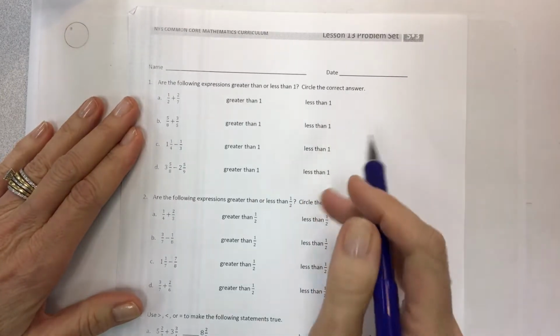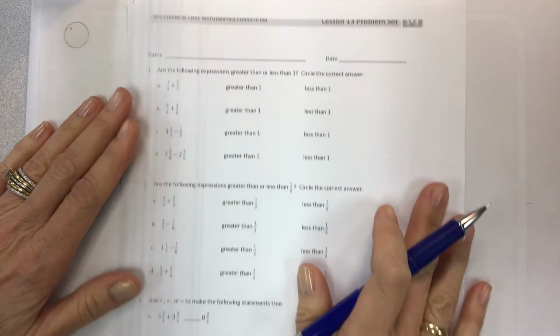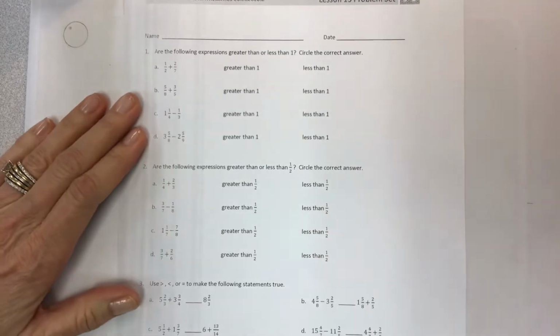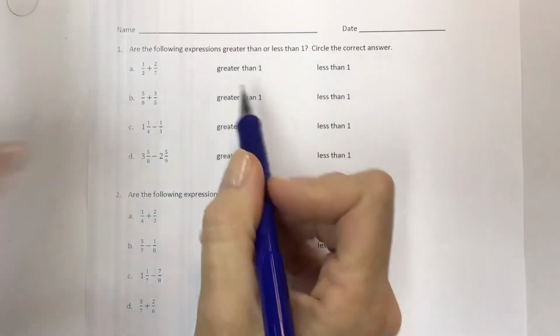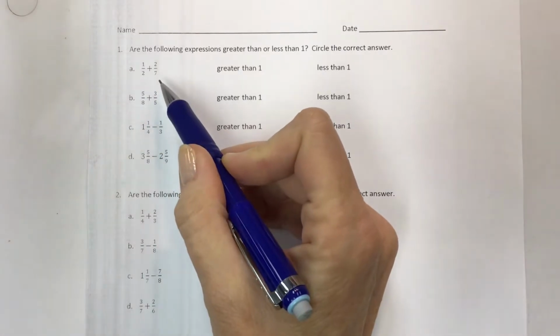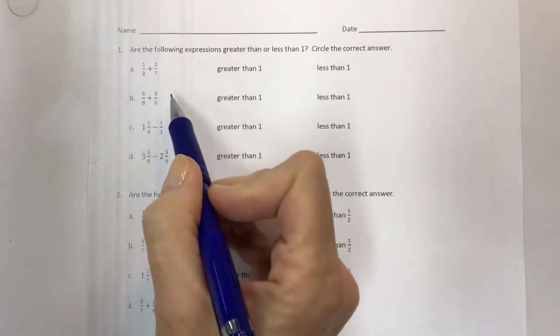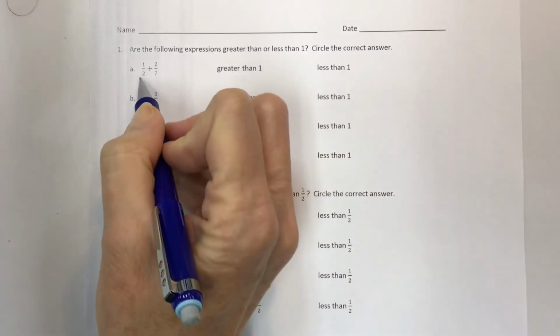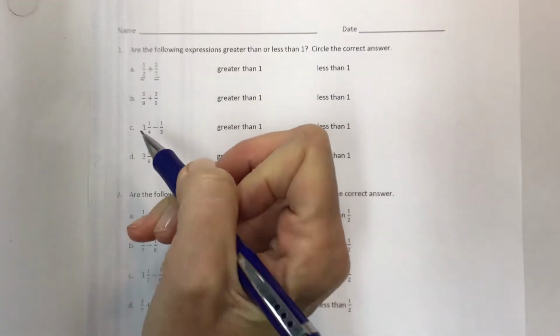Lesson 13. Are the following expressions greater than or less than 1? Circle the correct answer. It's really easy, I'm telling you. Maybe I'll zoom it in just a bit. So, 1/2 plus 2/7. If you think about where we are with 0, half, or 1, half is half, easy peasy. What is this one in terms of half?